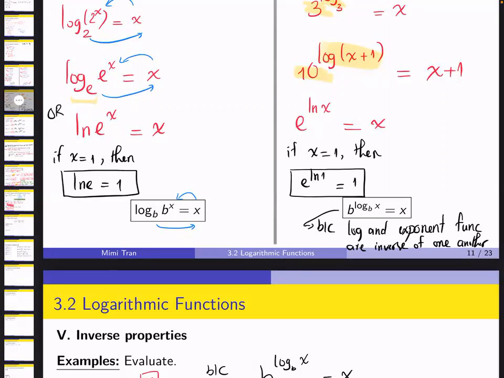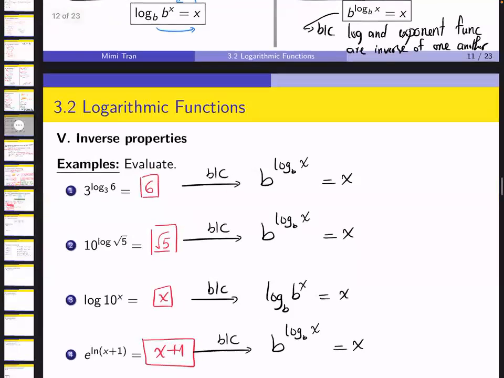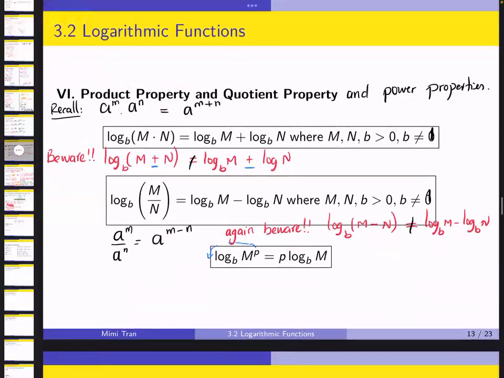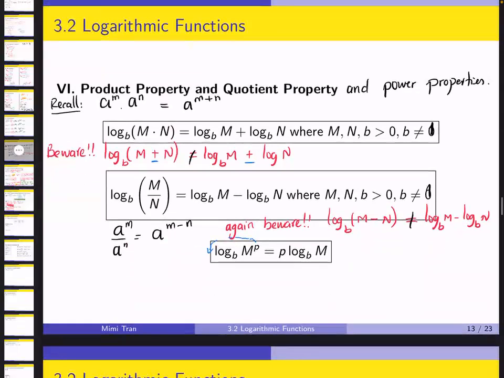Inverses, right? Every time they go near each other, they cancel each other out. They undo each other. So let's continue. Here are more properties: the product and quotient properties and the power property.